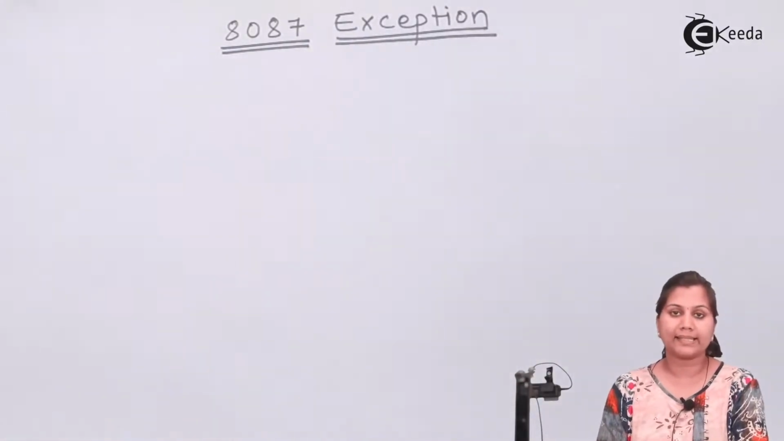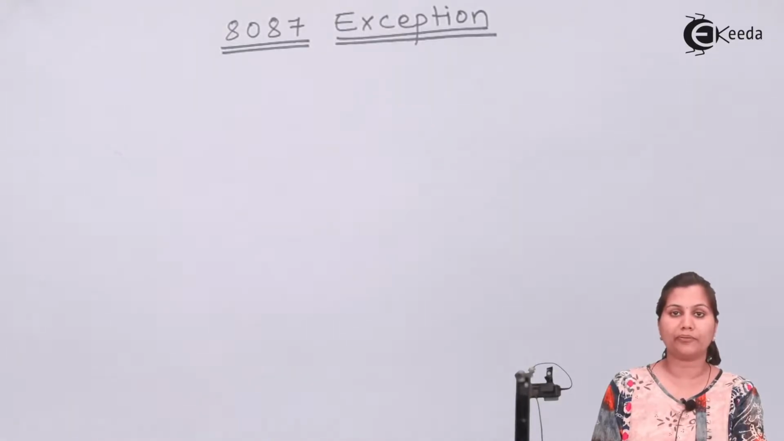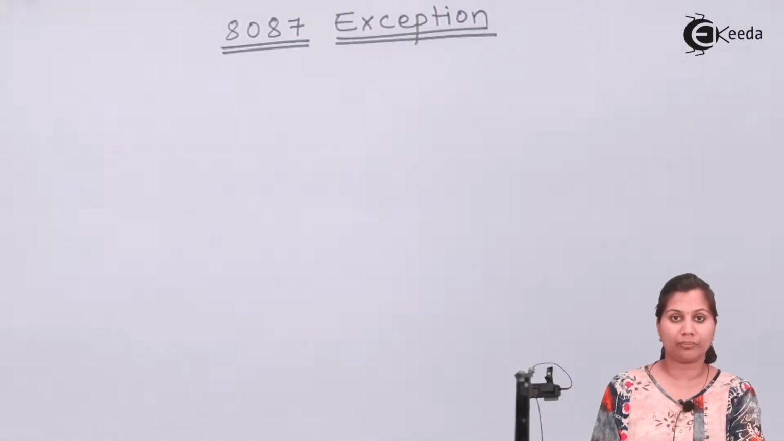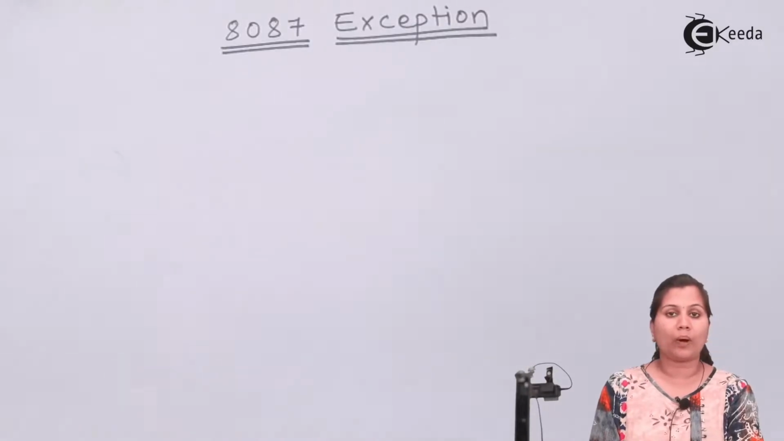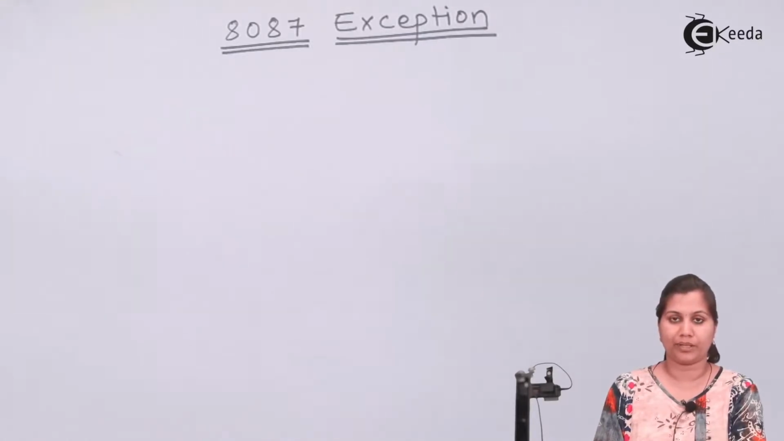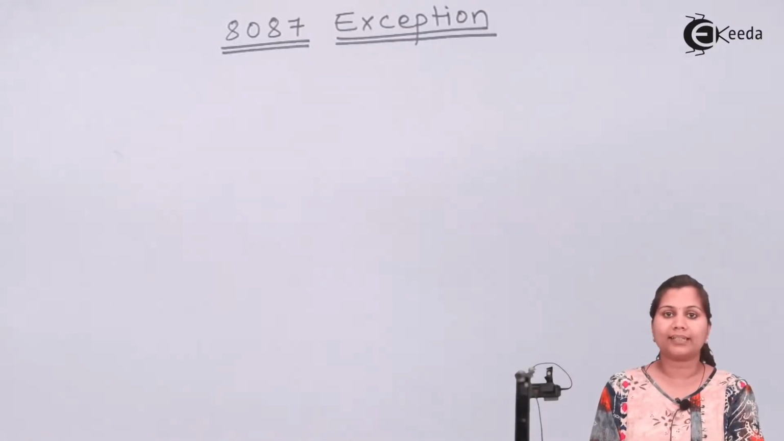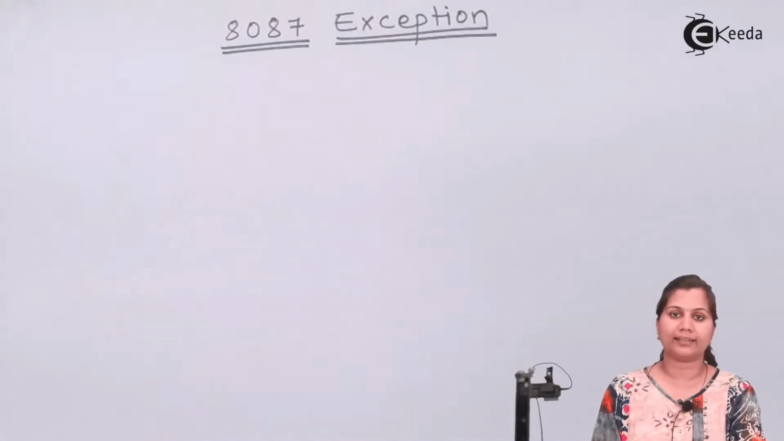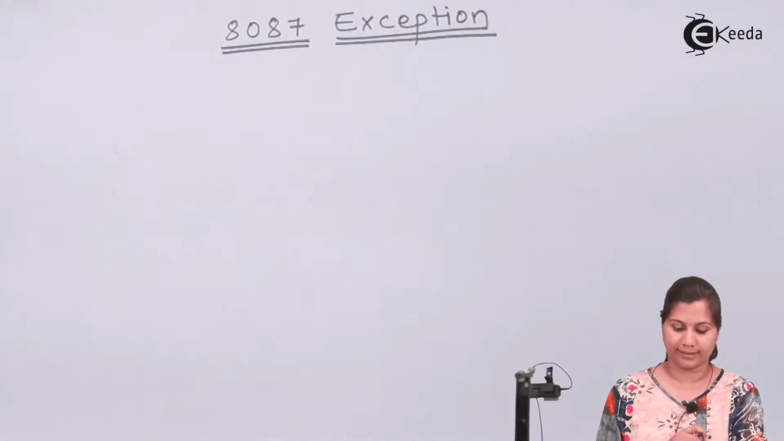We know that the 8087 coprocessor performs high speed calculations, like all the numeric calculations, arithmetic, logical and trigonometric calculations, at very high speed. So while performing these numeric calculations, if any error occurs, then that error is called an exception in 8087. So what is an exception? It is nothing but an error which occurs at the time of numeric calculations.